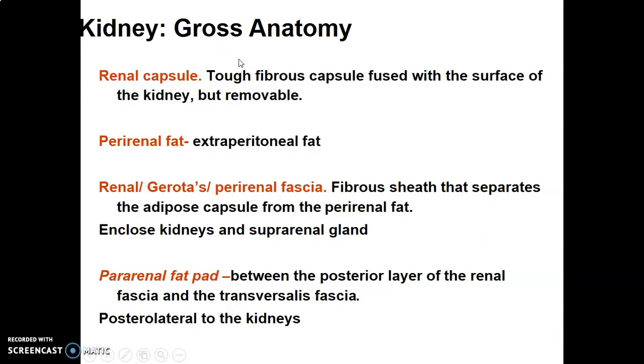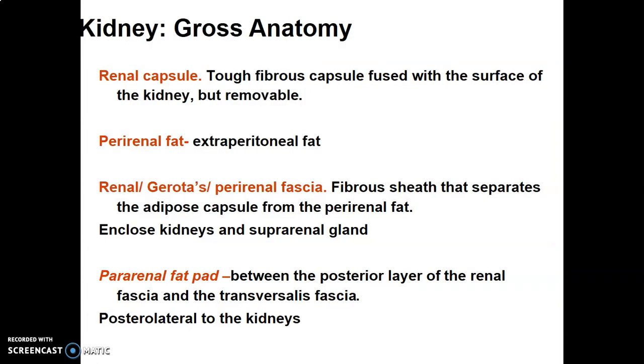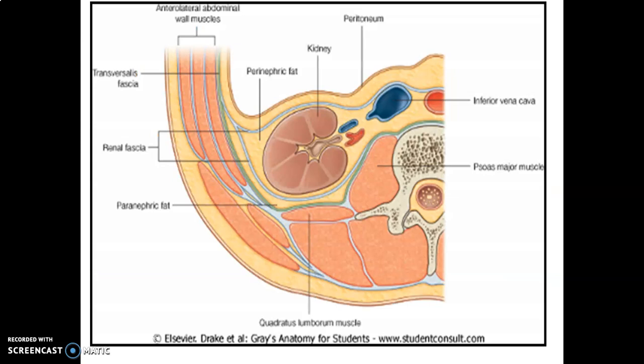So what's the gross anatomy? We continue the gross anatomy of the kidney. What are the coverings of the kidney? You need to appreciate here first. This is the kidney. Then we have perinephric fat here before you get to the renal fascia, which joins to the transversalis fascia. After the renal fascia, you get to the paranephric fat. So you need to be able to know that order. The kidney has its own capsule before you get to perinephric fat, then renal fascia.